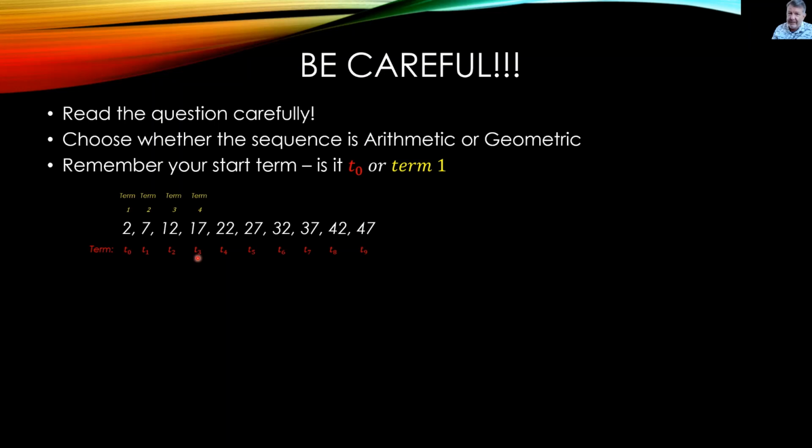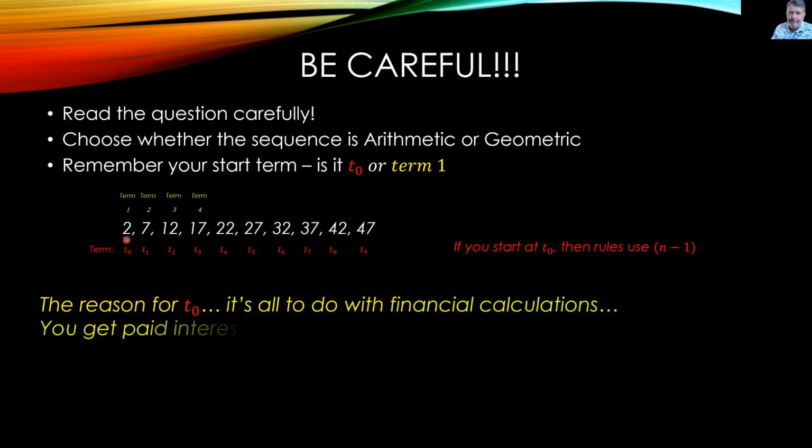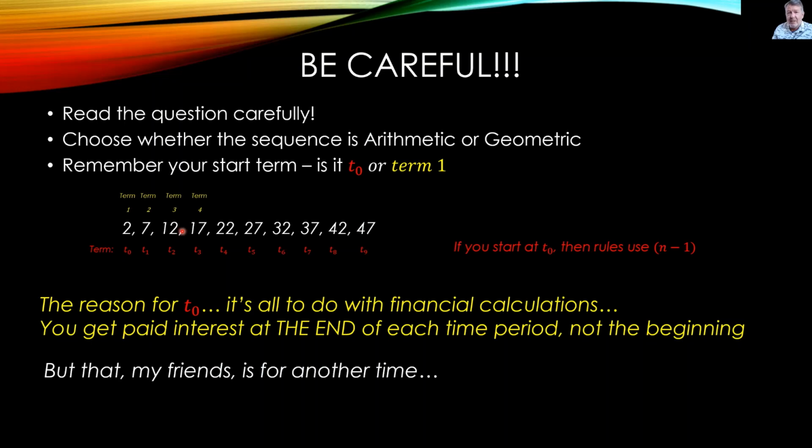Read the questions carefully. It's really important. Now, excuse me, if we start at T0, hence the rules use n minus 1. The reason for this is all to do with financial maths. Let's say we invested $2 in the bank. When does the bank pay interest? At the end of the year or end of the time period. So we invested $2, the bank gave us $5. We now have 7. So that's our money after 1 year, after 2 years, after 3 years, after 4 years. That's why in banking and financial maths we start at T0, our initial investment. We don't count that with a straight number sequence. Sorry. Okay. Guess what? That's going to be for another presentation I'm going to do for you.